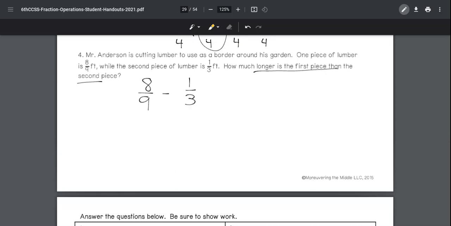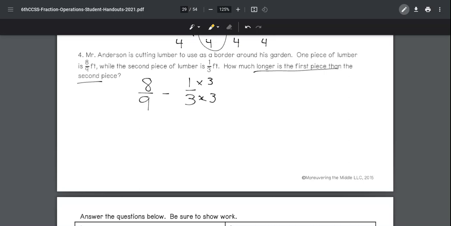I cannot solve this right now because my denominators don't match. The bottoms of the fractions have to be the same. So if I looked at my 3's and I looked at my 9's, the first number that would match in both rows is 9. So that means my first fraction is going to stay the same, but I have to multiply my second fraction by something, top and bottom, so that my denominator will become a 9. Well, 3 times 3 is 9. Whatever you do to the bottom, you have to do to the top.